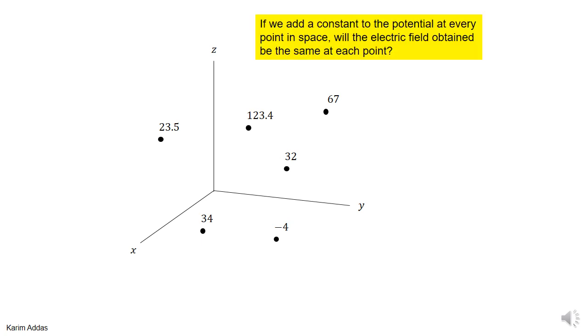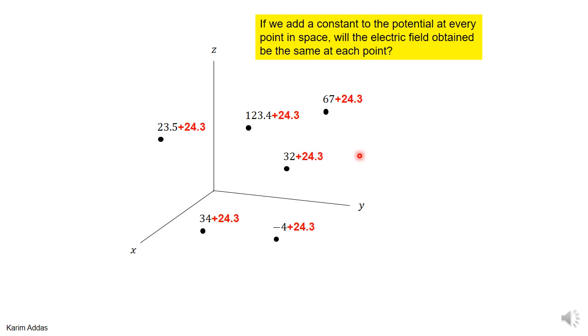So what if we go to every point in space and we add the same number at every point in space? For instance, what if someone decides, no, I want the potential here, instead of being 23.5, I want to add 5 at that point, and add 5 here, and add 5 here, and add 5 here. Everywhere, every point in space, I want to add 5 volts.